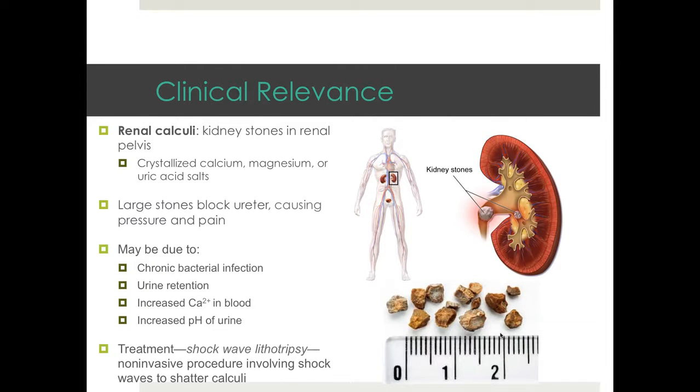There we go. So with our clinical prevalence, we have renal calculi. And these are going to be kidney stones in our renal pelvis. And we can see this well illustrated over here. This occurs because we have crystallization of calcium, magnesium, and uric acid salts. And these stones are going to block our ureter, causing urine to kind of move retrograde and put pressure on these microscopic nephrons back in here, which is going to cause pain and of course can develop into an infection.